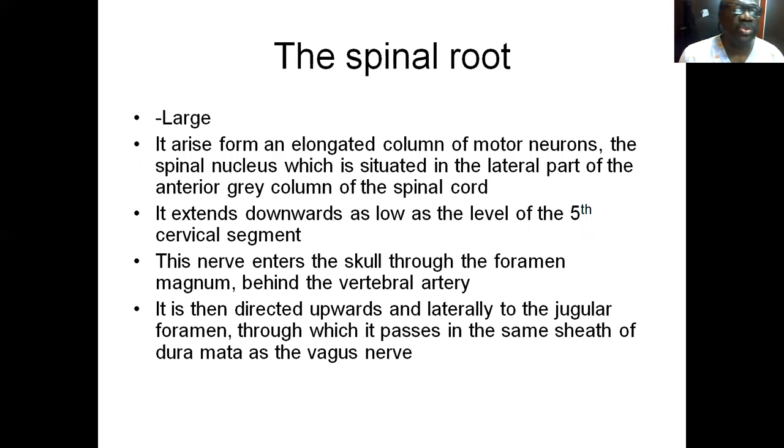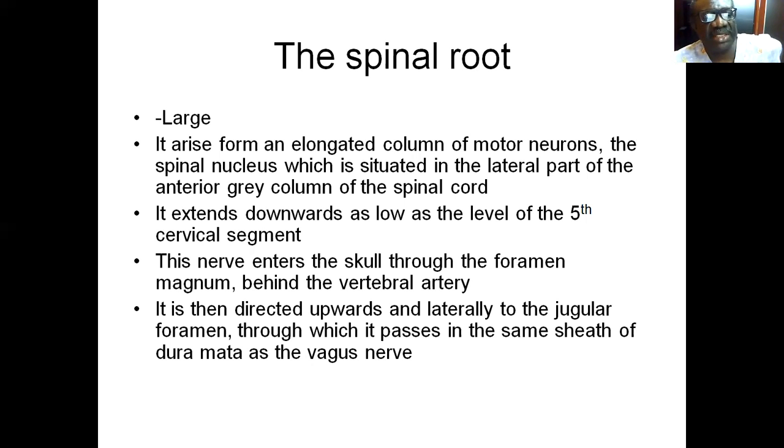The spinal root is a larger one. It arises from an elongated column of motor neurons, the spinal nucleus, which is situated in the lateral part of the anterior gray column of the spinal cord. It extends downwards as low as the level of the fifth cervical segment.